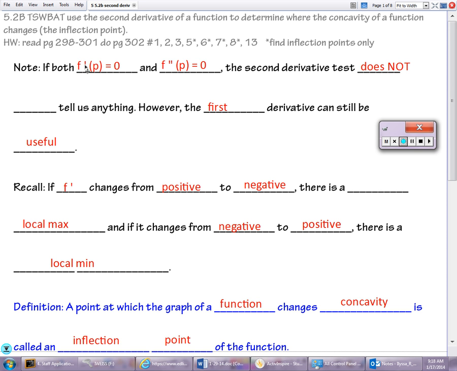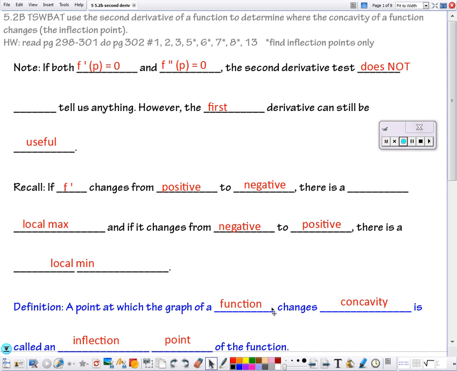If both the first derivative at p equals 0 and the second derivative at p equals 0, then that means the second derivative test does not tell us anything. However, the first derivative can still be useful, where we would make a chart and find out if we're increasing and decreasing, just like we did in the beginning. So recall that if the first derivative changes from positive to negative, positive is increasing, negative is decreasing, there's a local maximum. But if it changes from negative, which is decreasing, to positive, increasing, there's a local minimum.